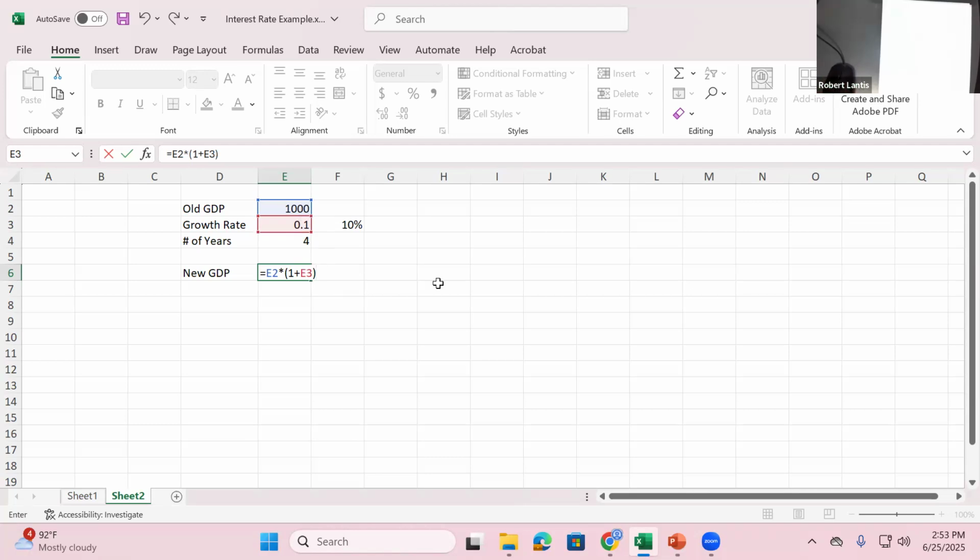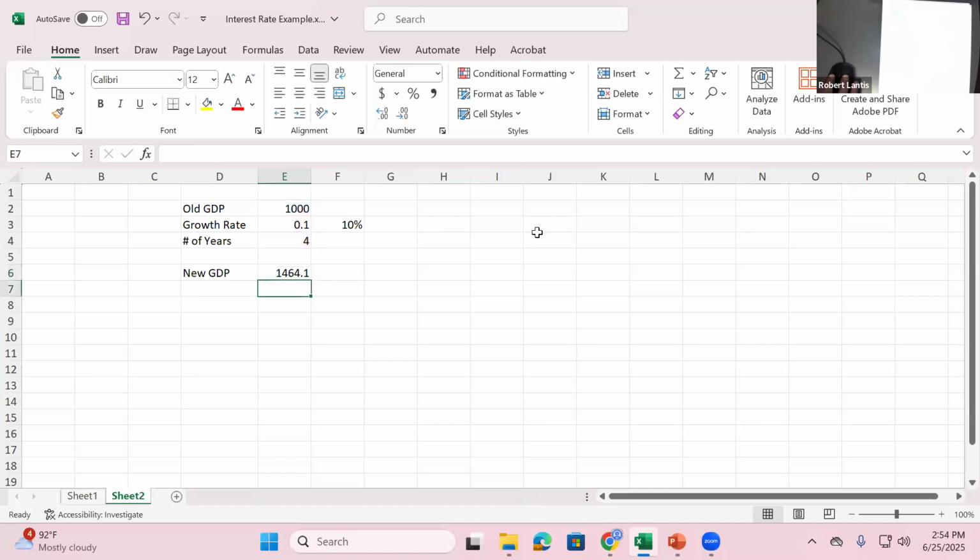On a calculator, you could take something to the power. In Excel, you use this little caret, or whatever it's called, and it's to the power of however many years out we're trying to project. So if I had a GDP of 1,000, maybe not a country's GDP but a high school student's GDP, times 1 plus the growth rate to the power of the number of years, in 4 years this $1,000 would become $1,400. Which is a pretty sizable increase, right?